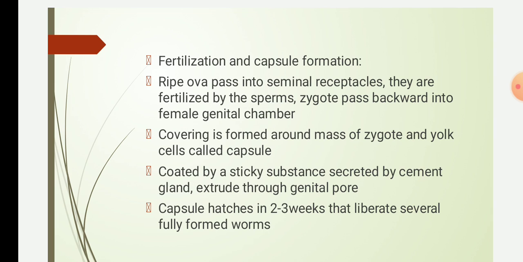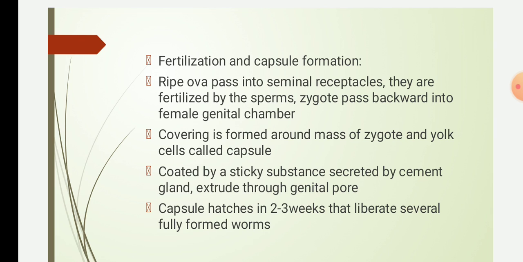A ripe ovum passes from the ovaries into the seminal receptacles, where the sperms are stored. There it is immediately fertilized by the sperm. So the ovum passes from the ovaries into the seminal receptacle and the sperm fertilizes the ovum. The zygote is formed and then it is passed backward through the ovovitelline ducts.